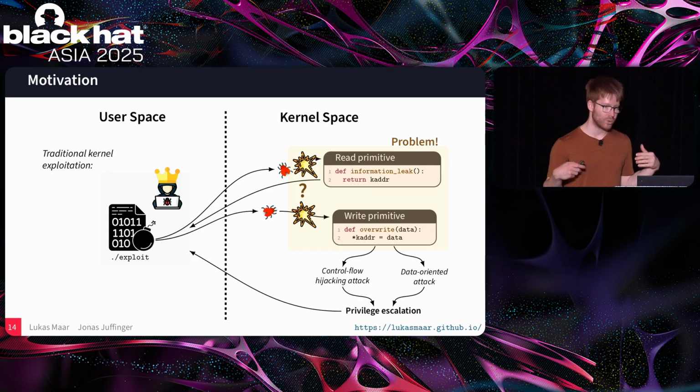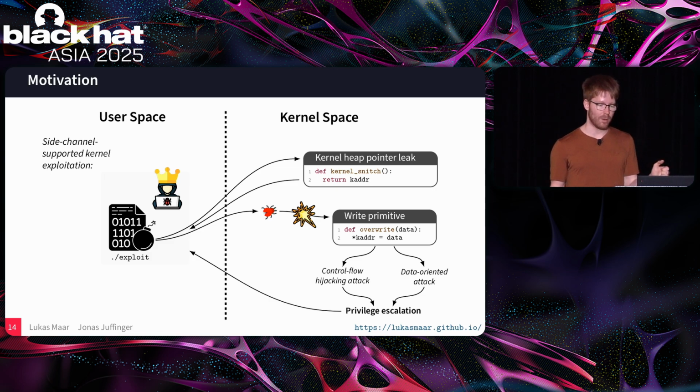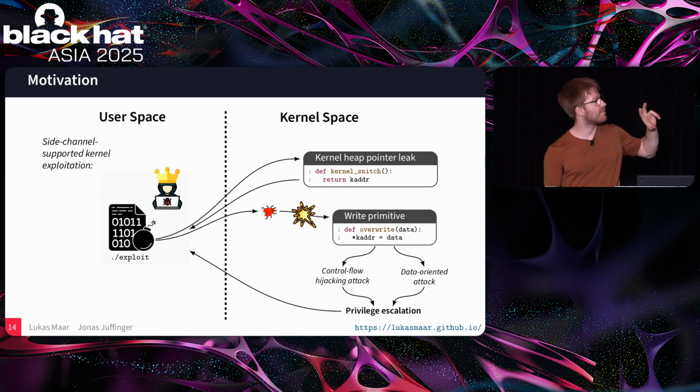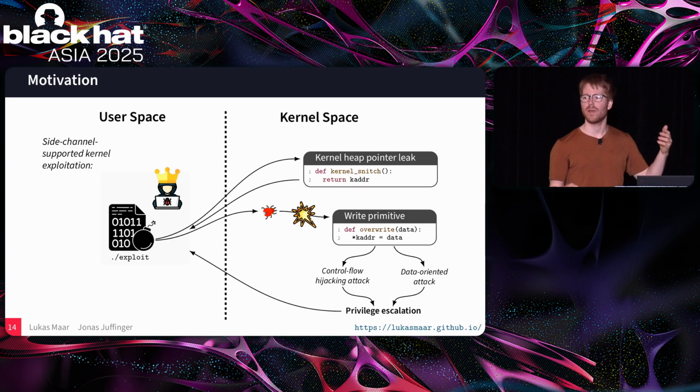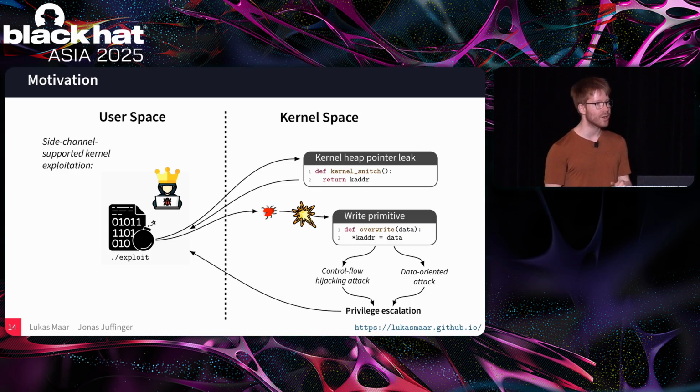So what we do with our leak, we exchange this read primitive with this kernel heap pointer leak. But crucially, we use the syscall interface as intended. We don't put the system in a state, or in the first stage of the exploit, in a state which is undefined. So we bypass the first part where the exploit may cause some system crashes. So overall, with side-channel supported kernel exploitation, we increase the reliability and the stability of kernel exploits.